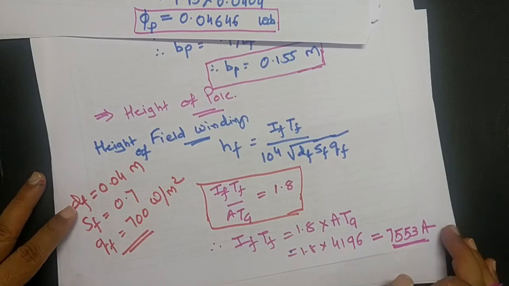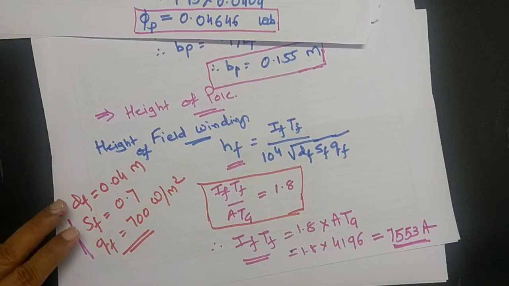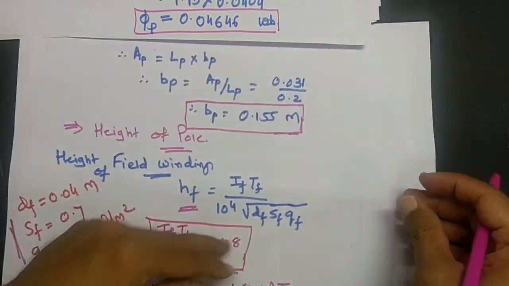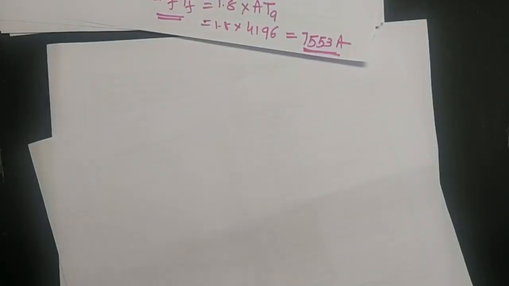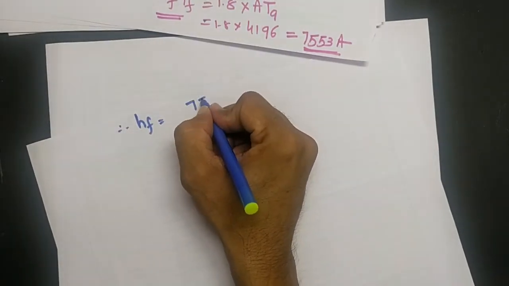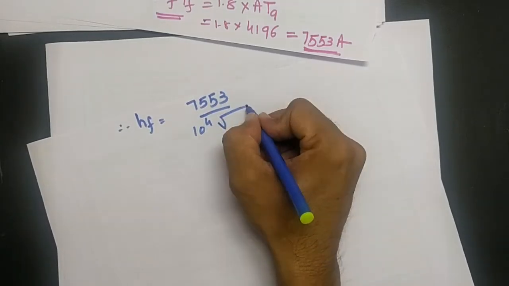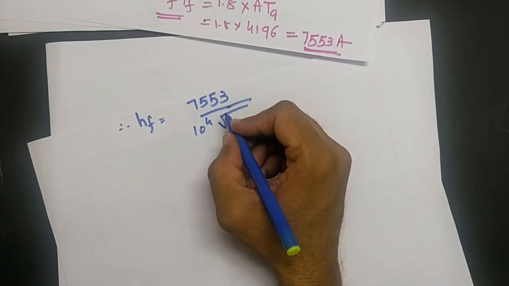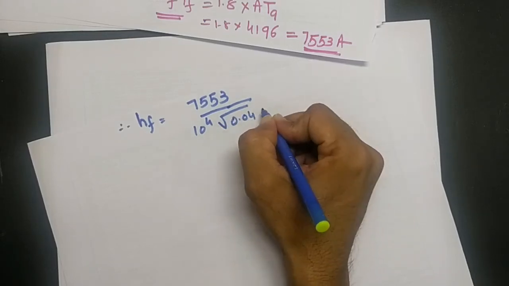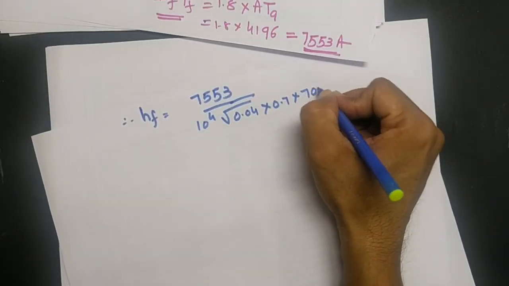If we substitute all these values, we will be able to calculate the height of the field winding. So let us now calculate the height of the field winding. Height of the field winding, that is IFTF, that is 7553 divided by 10 raised to 4, divided by HF, DF, that is 0.04 multiplied by 0.7 multiplied by 700.